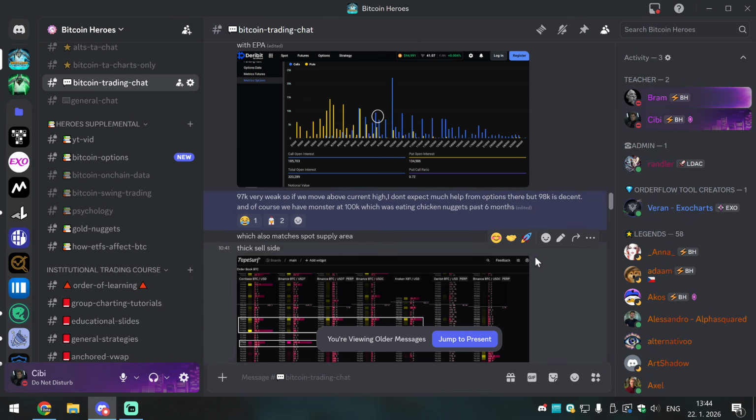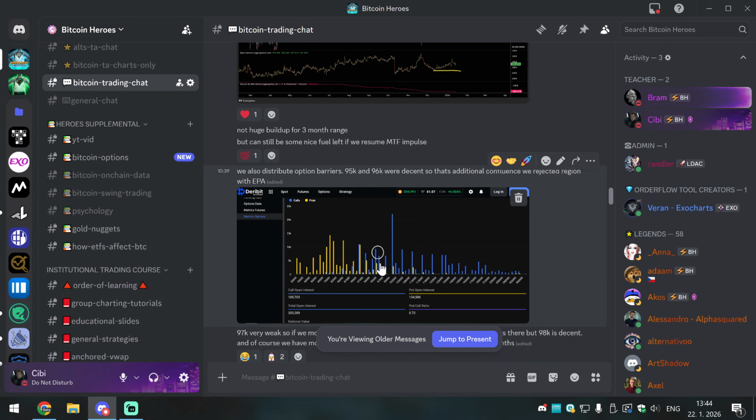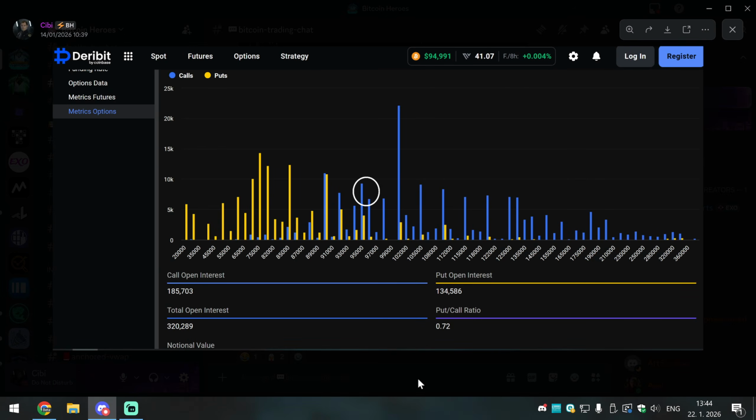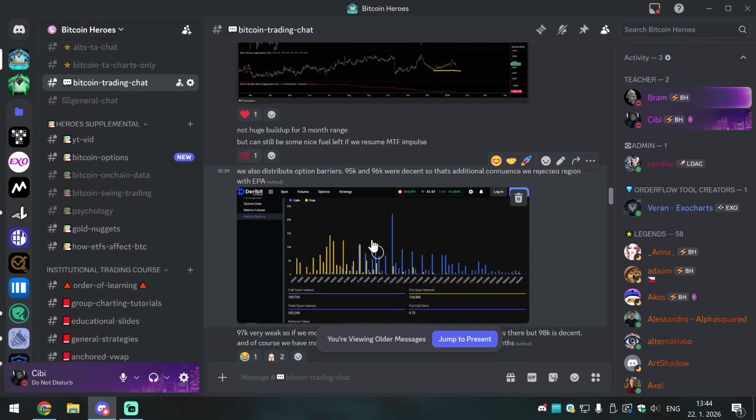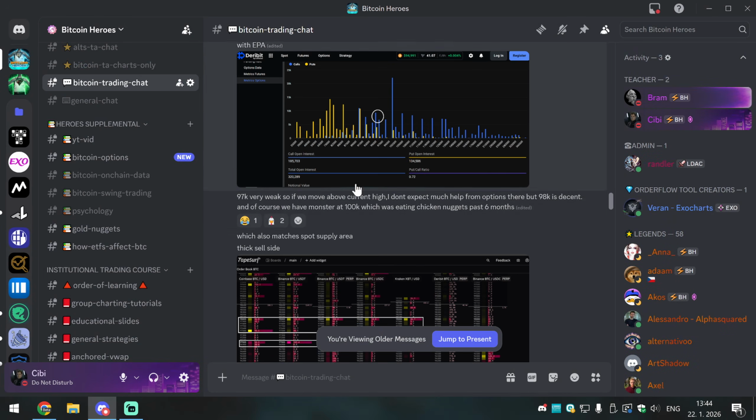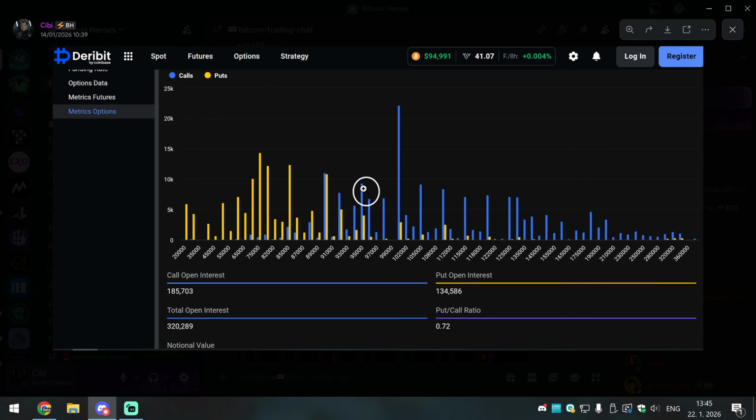Before we are reaching that point, I implemented option markets into my trading in 2025. I've seen that in these regions, 98k is, let me show you here. 97k is very weak, and if we move above the current high, I don't expect much help from options. But 98k is decent, and of course we have a monster at 100k. So you see this is the 98k option, and it was pretty decent.